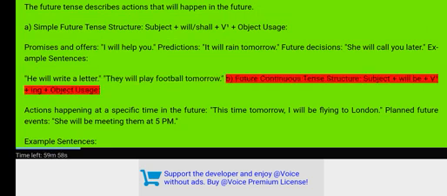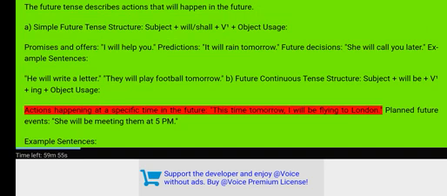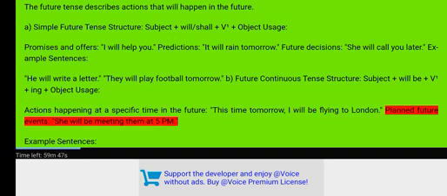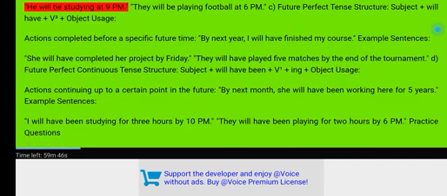B. Future continuous tense. Structure: subject plus will be plus verb plus ing plus object. Usage. Actions happening at a specific time in the future: this time tomorrow, I will be flying to London. Planned future events: she will be meeting them at 5 p.m. Example sentences. He will be studying at 9 p.m.